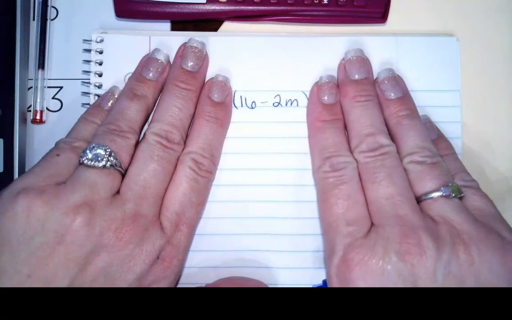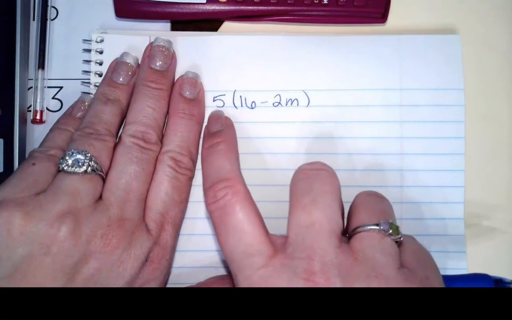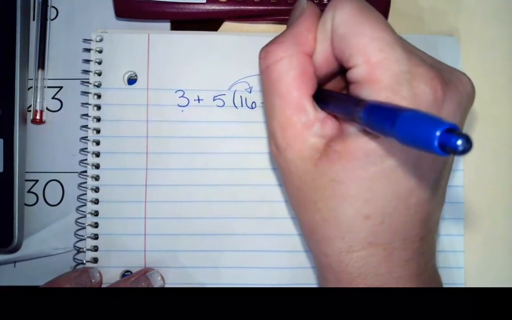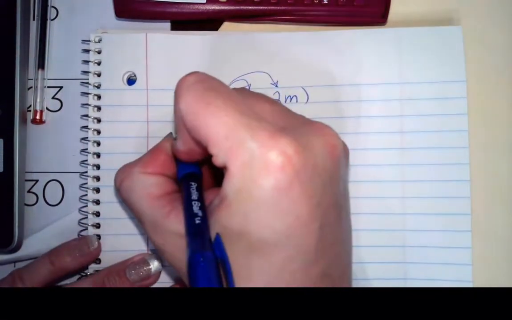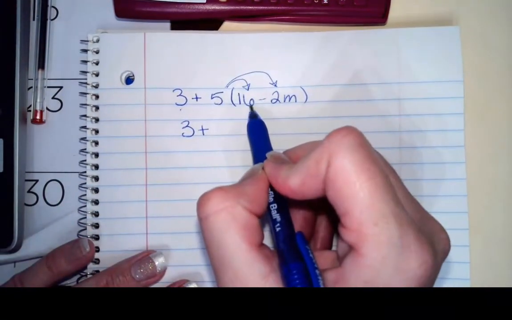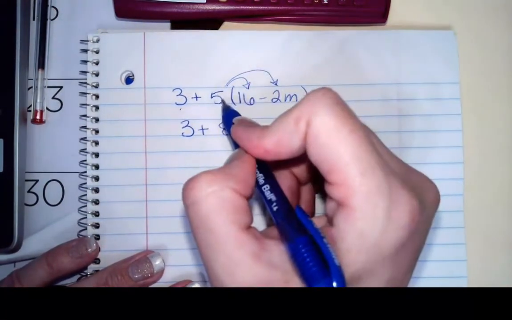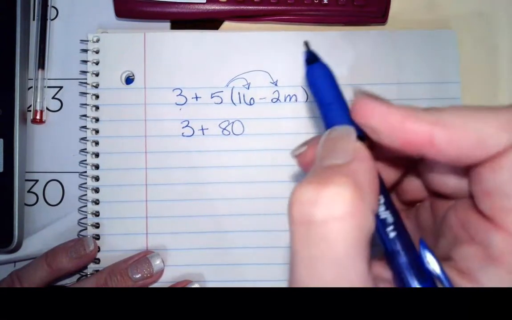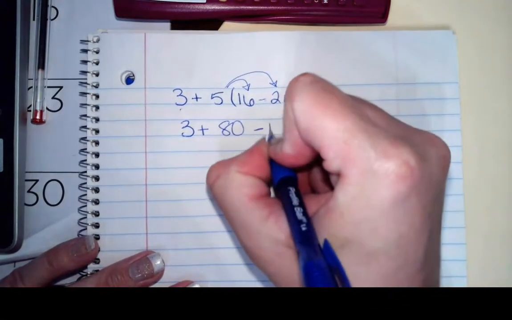So there's nothing to be done on the inside, so let's move out a little bit. Now this is multiplication, so that 5 belongs to everything on the inside. I'm going to take it and multiply it to both terms. The 3 plus is going to come along for the ride. Then 5 times 16 is 80, and 5 times negative 2m is going to be negative, because your signs are different. 5 times 2 is 10m.